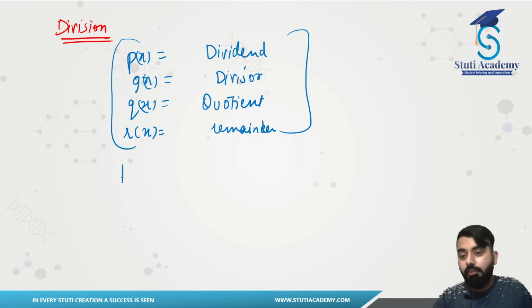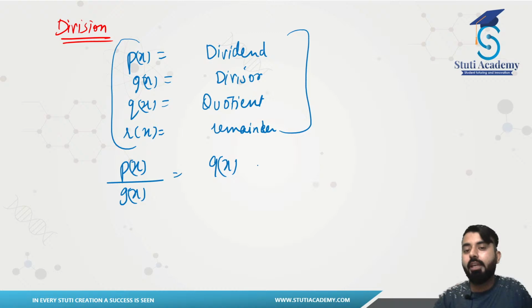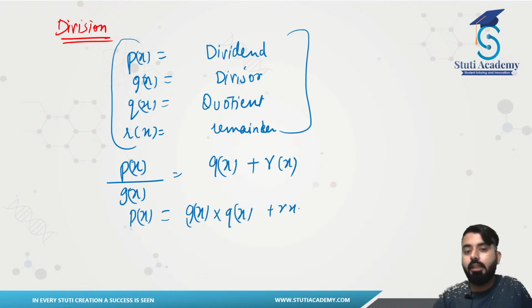And once we had divided our p of x, that means our dividend, with our divisor, that means g of x, we used to have this q of x, and we had some remainder r of x. And you guys already remember your check formula. So p of x technically was g of x into q of x plus some remainder r of x. That was the whole point here. So I hope you guys remember this.